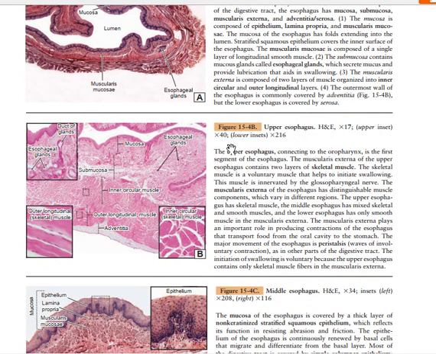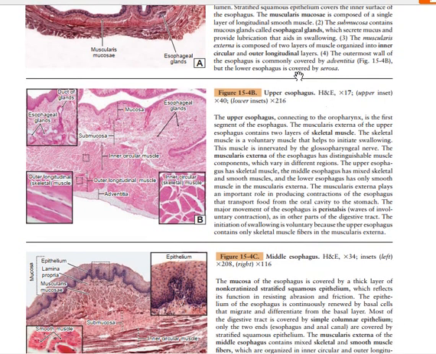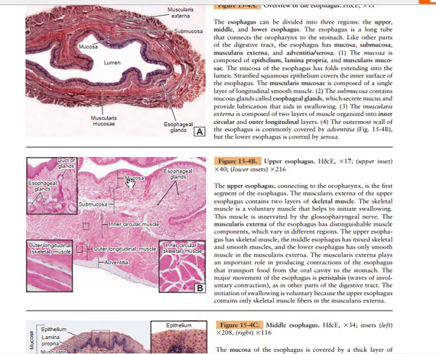So now the next one is also upper esophagus. How do you distinguish upper, middle, and the lower esophagus? This is the hematoxylin and eosin stain at high magnification. You can visualize here that in the upper esophagus you have a mucosa, and inside that mucosa you have the esophageal glands inside the upper mucosa.